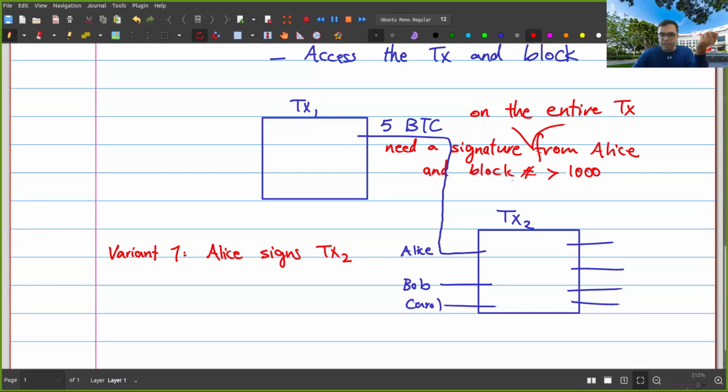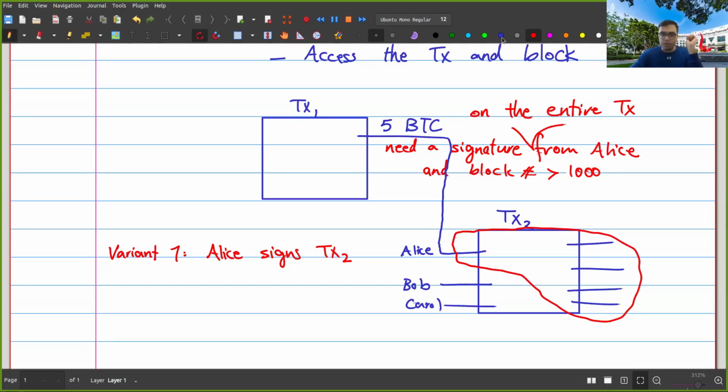Basically, I can say that Alice should only sign on her own input and all of the outputs of the transaction, right? So if I ask for a signature like this, basically what it means is that Alice is saying, I'm contributing these 5 Bitcoins, and I agree with these outputs of the transaction.